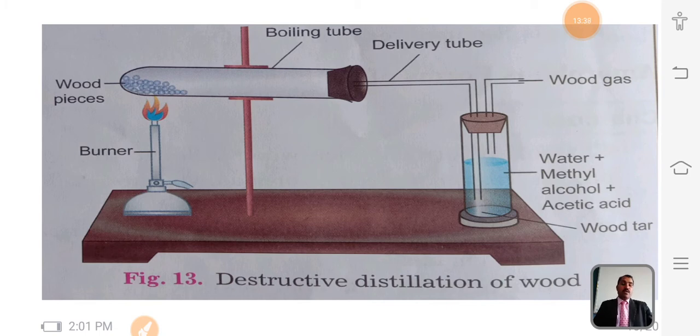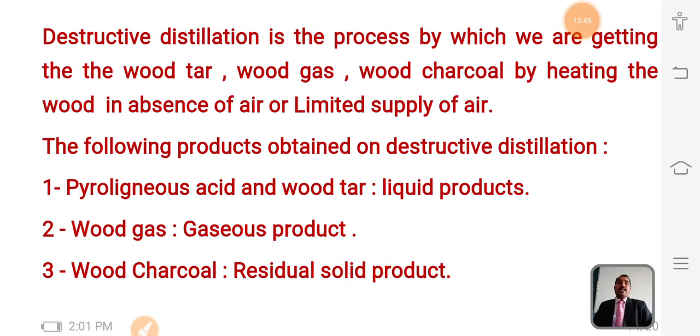Second is wood gas. Third is wood charcoal. These 3 common products we are getting. So destructive distillation is a process by which we get wood tar, wood gas, and wood charcoal by heating wood in the absence of air or in a limited supply of air.